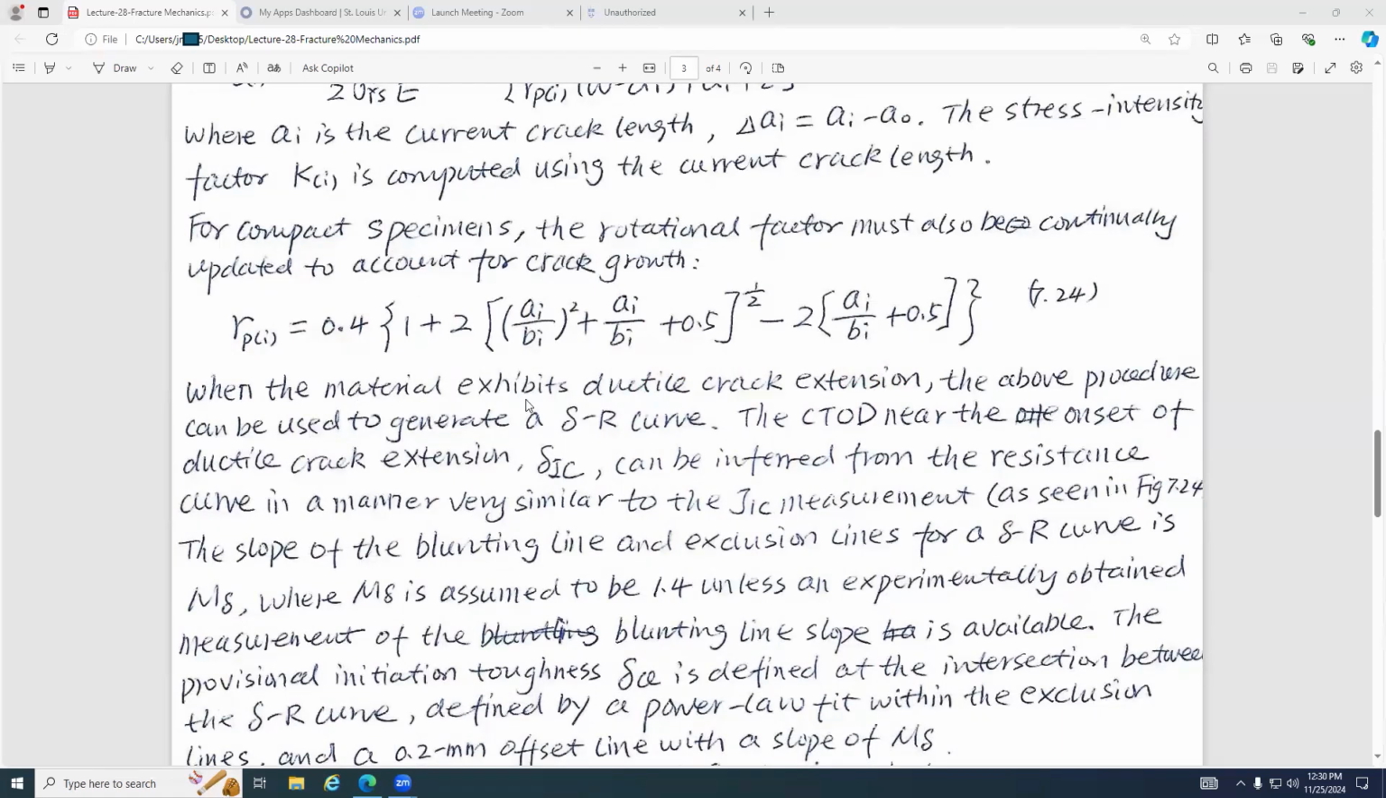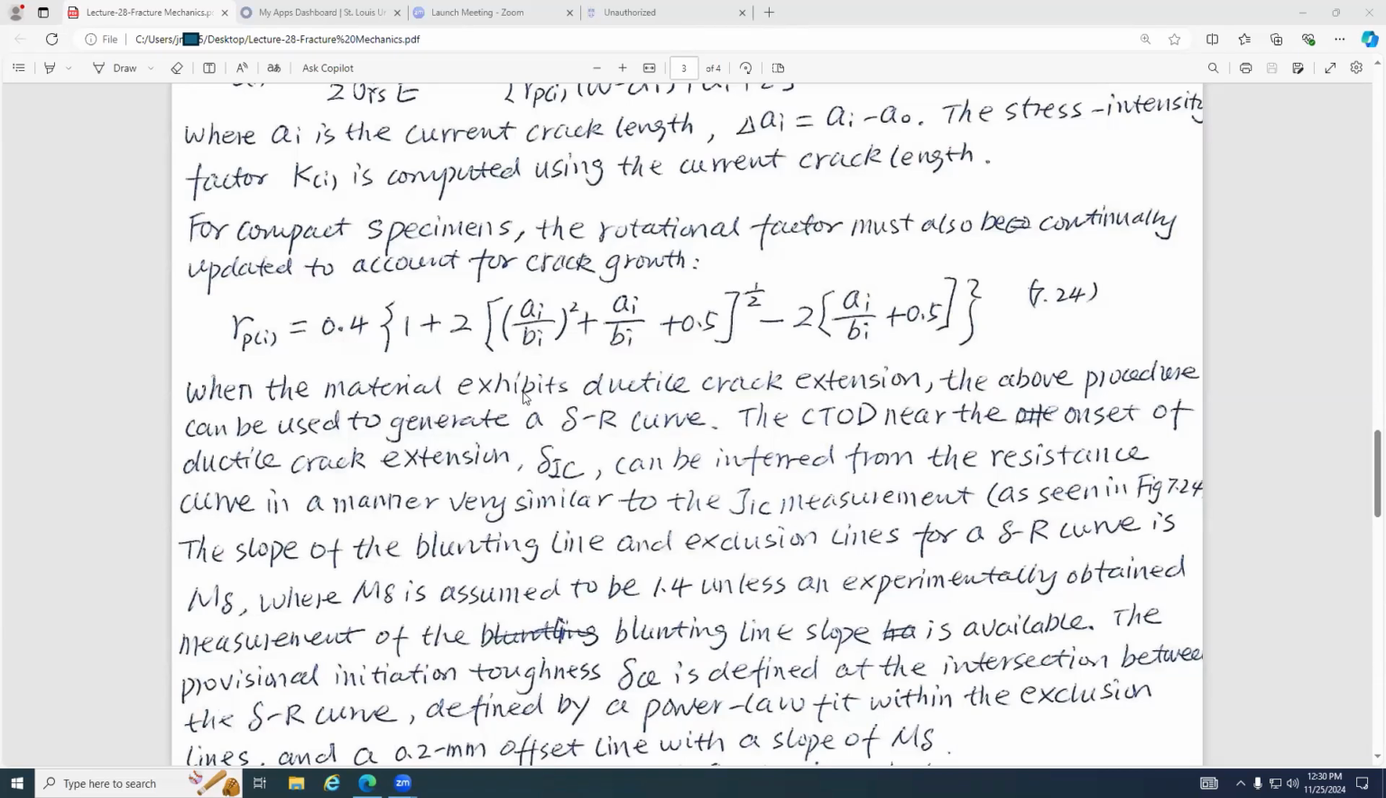When the material exhibits ductile crack extension, that means blunting and also plastic deformation, the above procedure can be used to generate a delta R curve. We have a delta R curve, the R is rising. The CTOD near the onset of the ductile crack extension, which we designate as delta IC, can be inferred from the resistance curve in a manner very similar to the JIC measurement, as in figure 7.24.